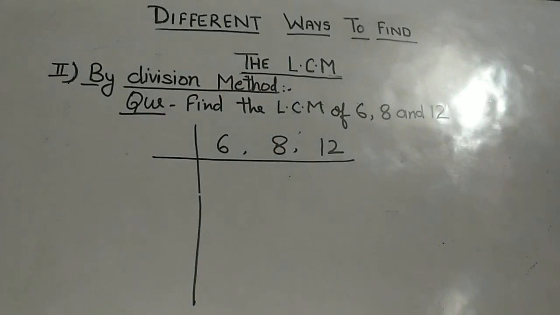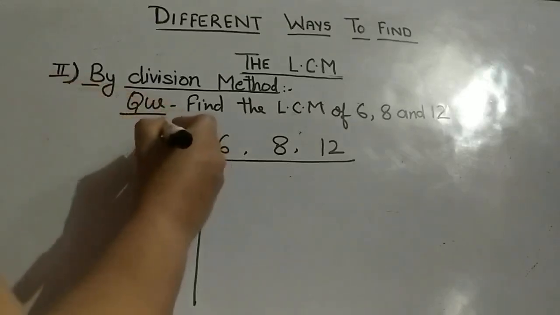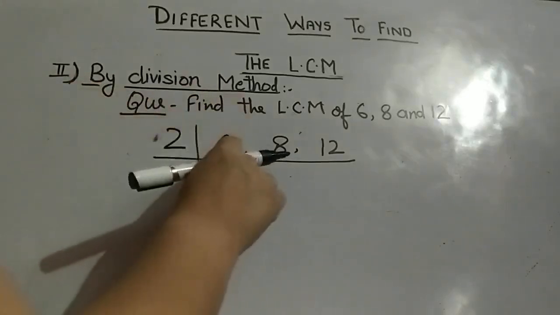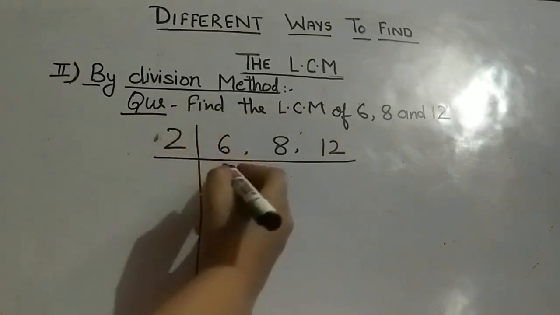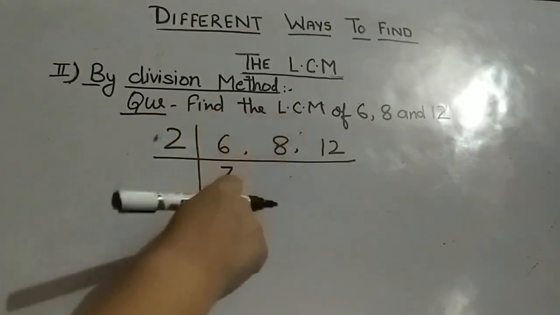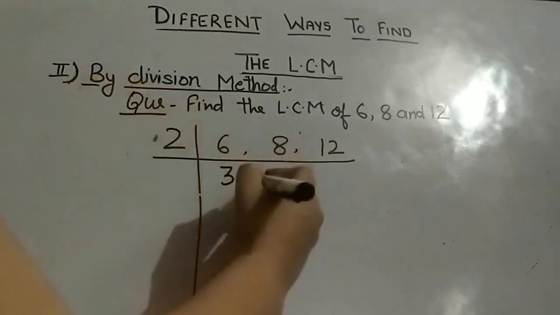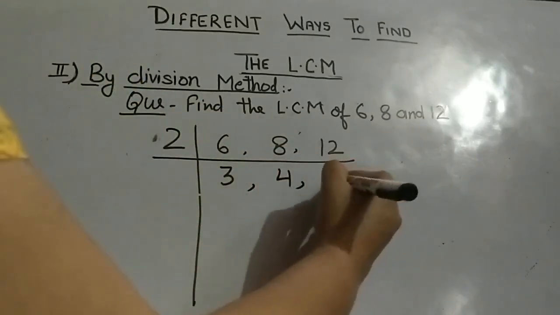Second step, divide them by a suitable prime number which exactly divides one of the given numbers. So the smallest prime number is 2 and I'll start dividing by 2. I can divide 6, 8, 12, all three numbers by 2. Now the third step, we put the quotient directly under the number. 2 threes are 6, so what is the quotient? 3. 3 I will write just under the 6. 2 fours are 8. 2 sixes are 12.